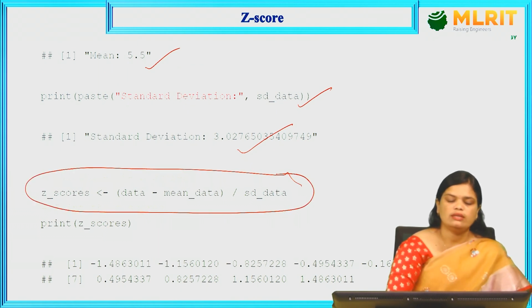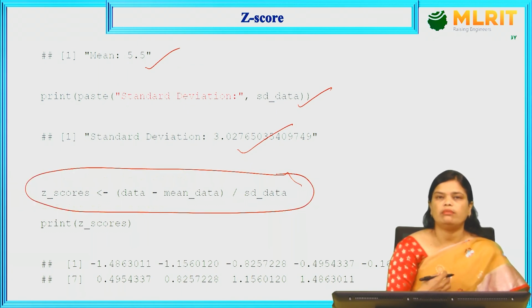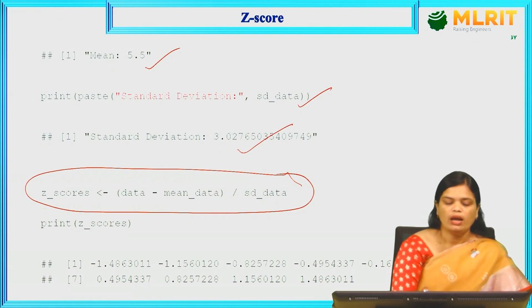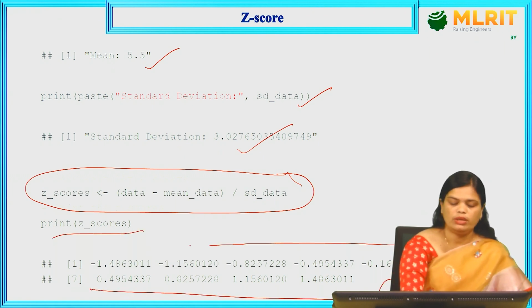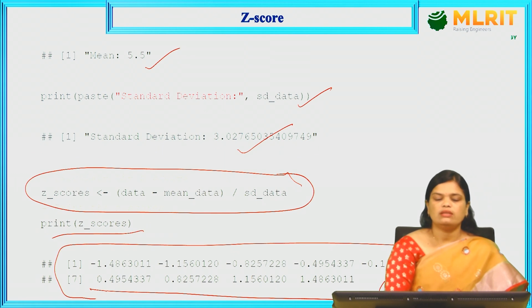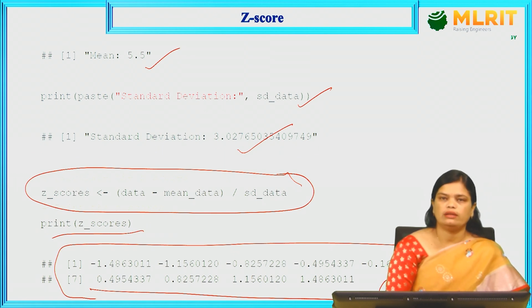Now for calculating the Z-score, we are using a formula here. Z-score is the data minus the mean of the data, divided by the standard deviation of the data, and we are printing the Z-score here. Observe the values here. We have printed the Z-score. This is the normal manual way of calculating the Z-score.